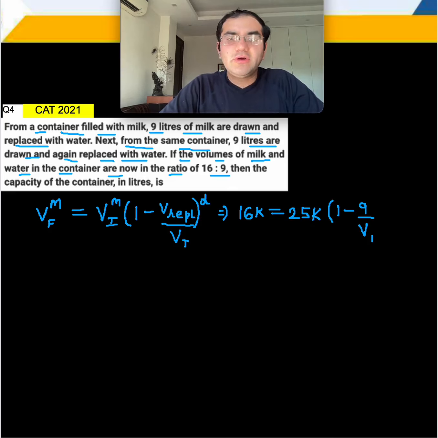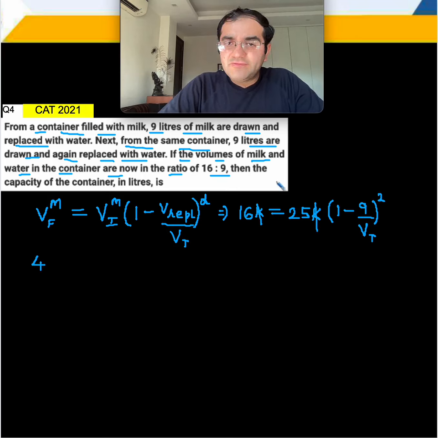9. Volume total you have to find out, the capacity of the container. You are doing this process twice. The replacement has happened twice, whole square. K gets cancelled. I'm going to take the square root on both the sides. And then 4 and 5 will come down, cross multiply.